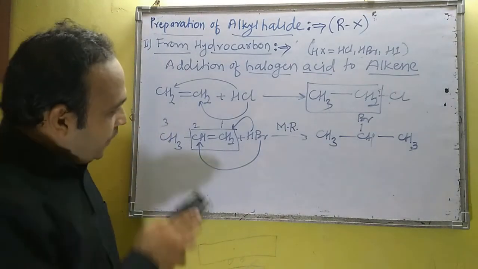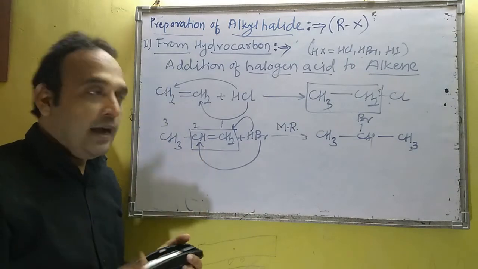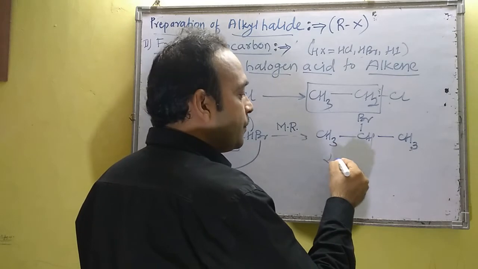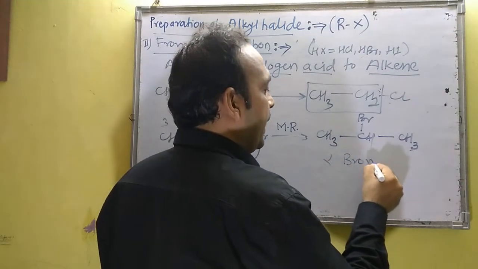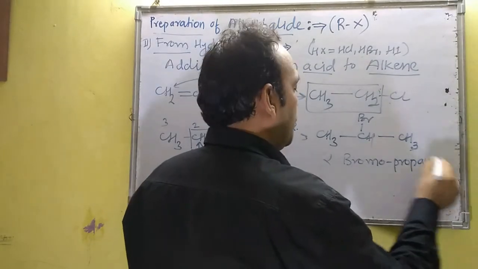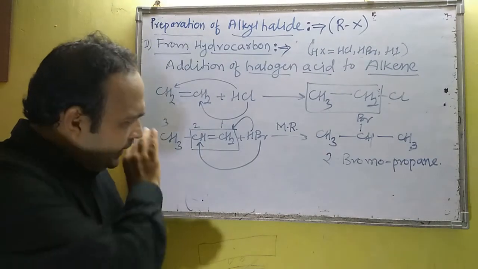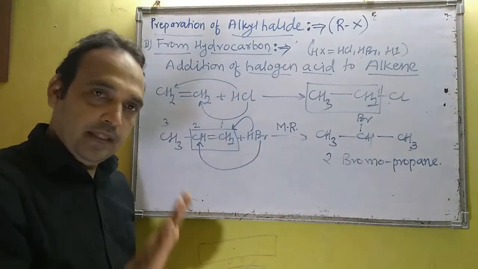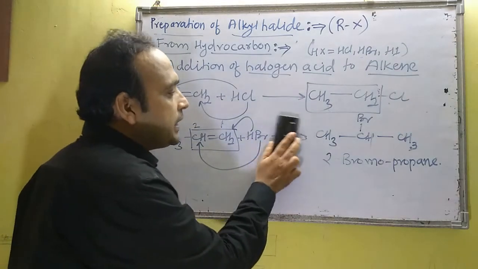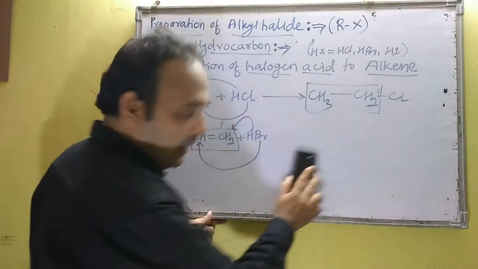Students, now in this example, this is your 1-propene, and 1-propene converts into 2-bromopropane. 1-propene converts into 2-bromopropane. Now in the same reaction, I am putting here the condition. I am writing the condition here.